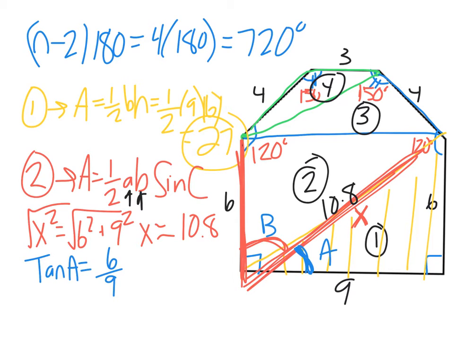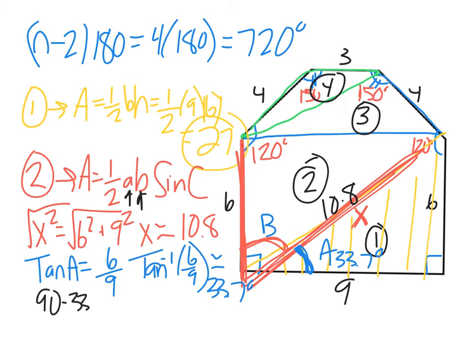Okay. How do I find the measure of that angle? I do inverse tan. So inverse tan of 6/9, and that is going to give me approximately 33.7 degrees. So I know that this is 33.7. Can I back into angle B? Absolutely, that's easy. Show the work though, folks. 90 minus the 33.7 is going to get me the 56.3 degrees. So that's going to be 56.3 degrees, and I'm going to add that to my picture.